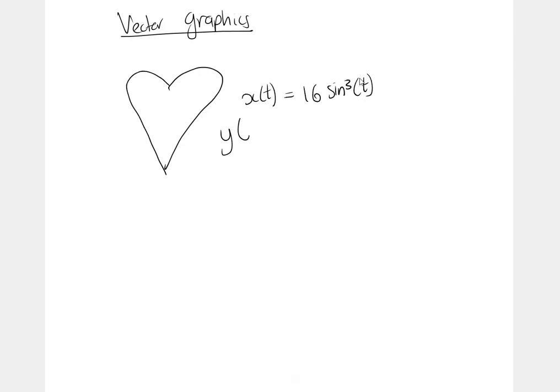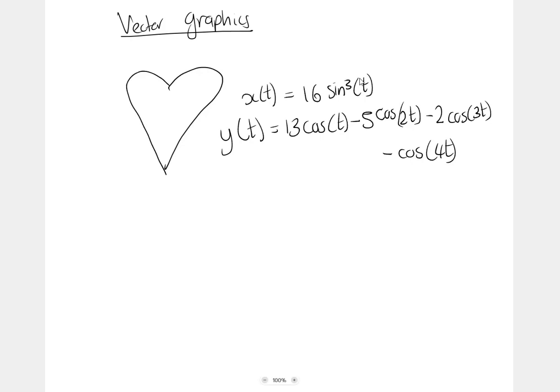And then the other part of the heart is y = 13 cos t minus 5 cos 2t, minus 2 cos 3t minus cos 4t. So you've seen these things before, but we can't really in our minds render what this image will look like by just looking at these equations. We'll need a computer to actually substitute values of t so that we can reconstruct the heart to look like that. So that's quite interesting, right?